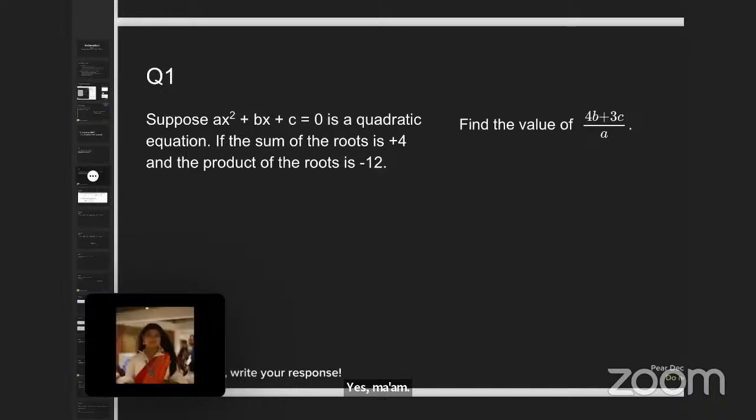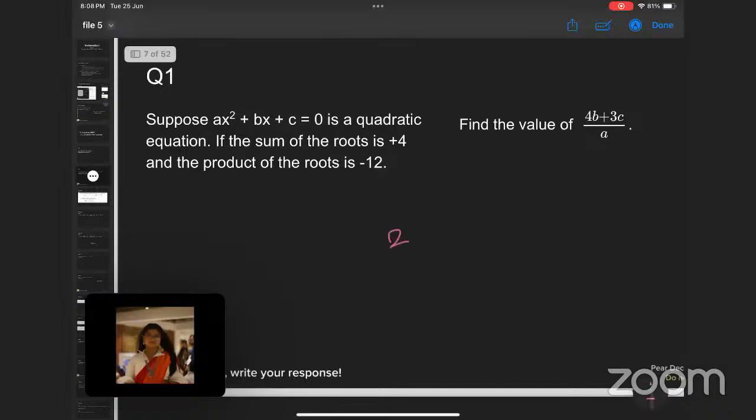Okay. So I think you are able to see the screen. So this is the first question. You have 2 minutes to solve this. Write your answer in the chat box. You have time up to 8:11 p.m.